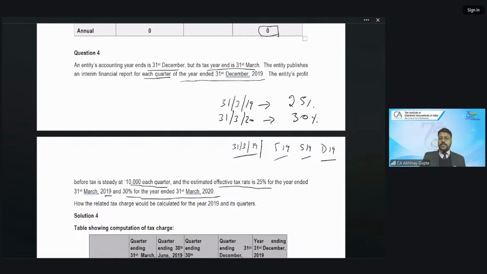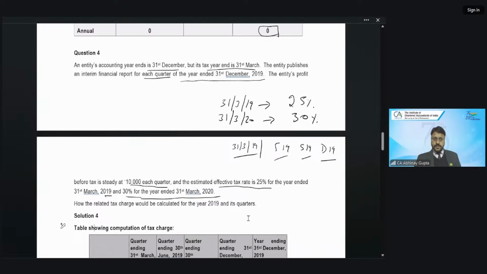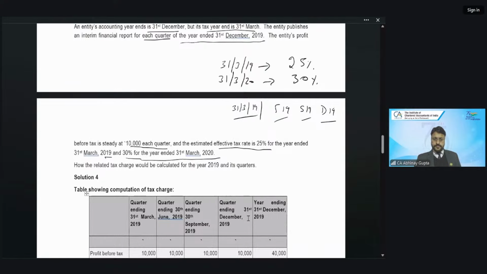So just try it once at your end, giving you 5 minutes. 10,000 is the income in each of the quarters given in the question. For each quarter, you need to calculate the tax amount, the tax expense. So just try it once.